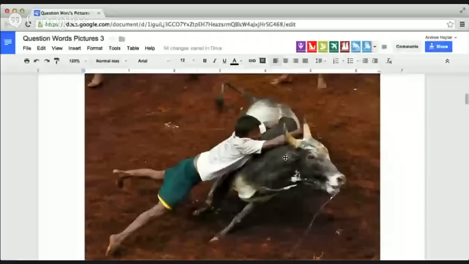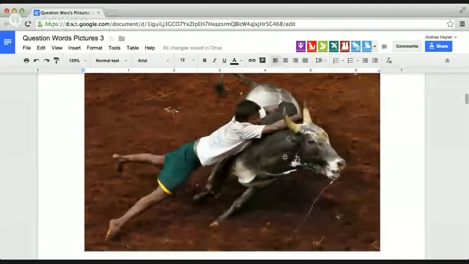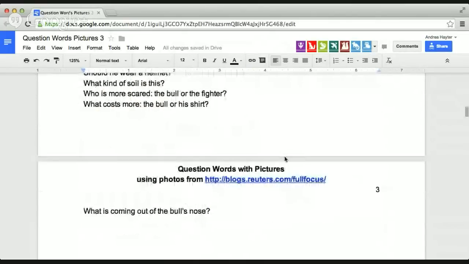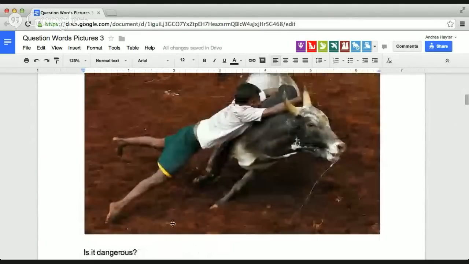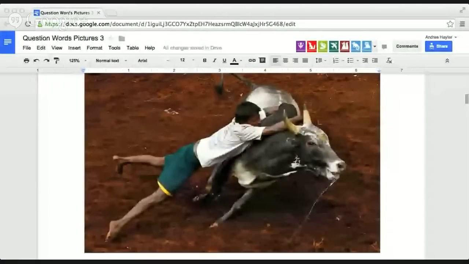Another. Will he ride to? No. Will he ride the bull? Yeah, that's good. Will he ride the bull? So you have your auxiliary verb. Will just helps the verb ride. Will he ride the bull? Will, subject, verb. Will he ride? Yes.